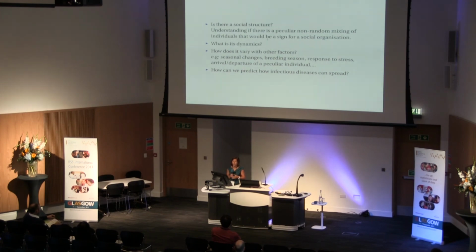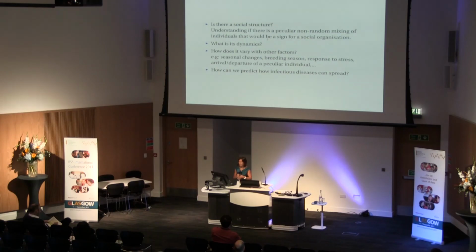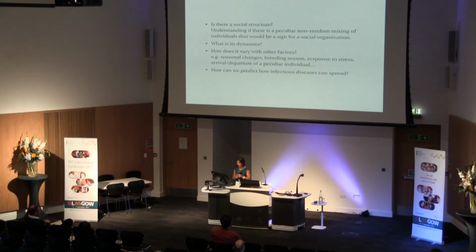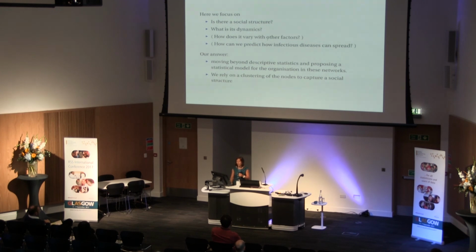And here I look at that in a dynamic setup. So if there is a social structure, I want to identify what its dynamics are. Other questions could be asked here, like for instance, what is the variation of this structure with other factors like seasonal changes, the breeding seasons for animals, response to stress, and many other questions like that. And I could also look at specific questions like how we can predict infectious disease spreading according to this inference of the social structure. In this specific talk, I will only focus on the first two questions: is there a social structure, and what are its dynamics through time?